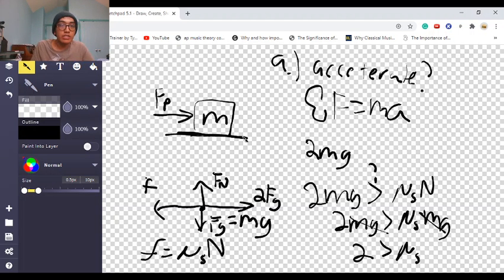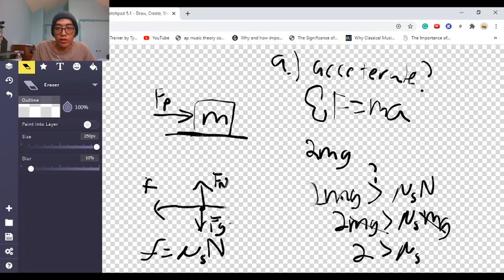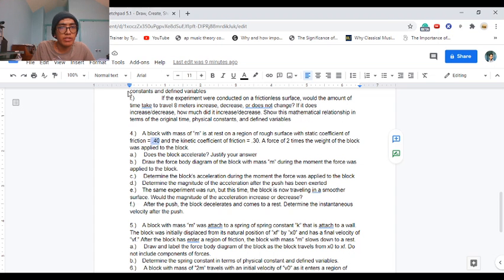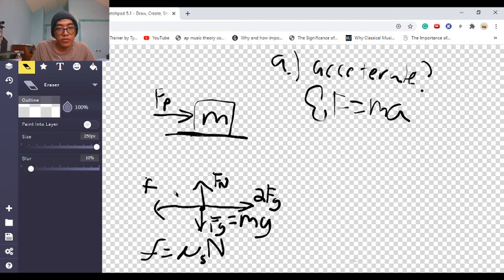The block is accelerating, and we did justify our answer. Right? Now on to part B. I'm just going to erase some of this stuff. Now that we know that it's accelerating, part B states, draw the force body diagram. Oh wow, we already did it right here, right? So we already drew the force body diagram right here, but let's actually correct it.